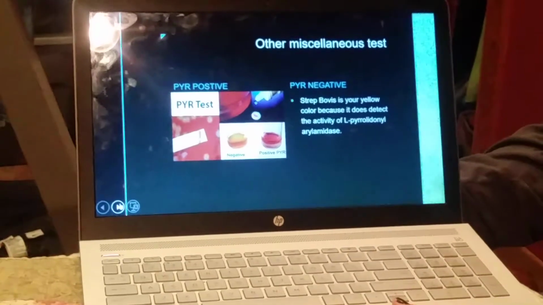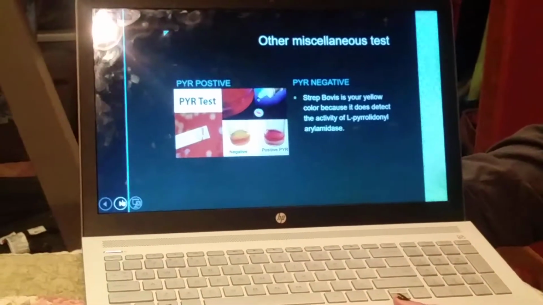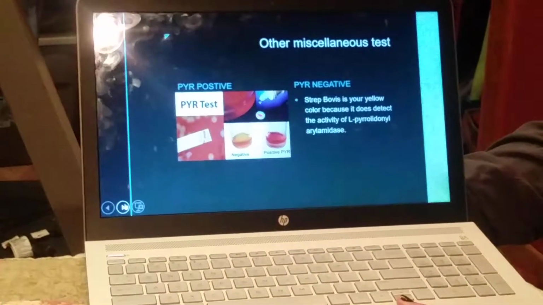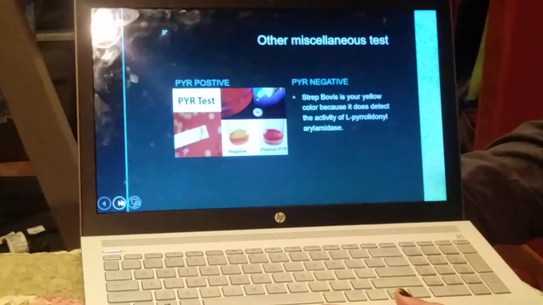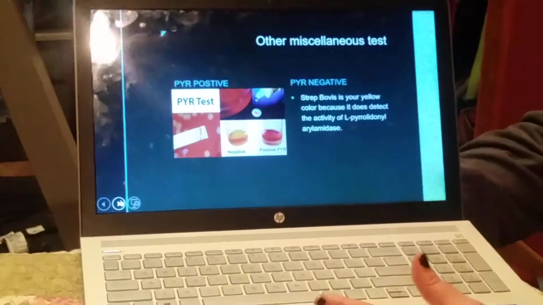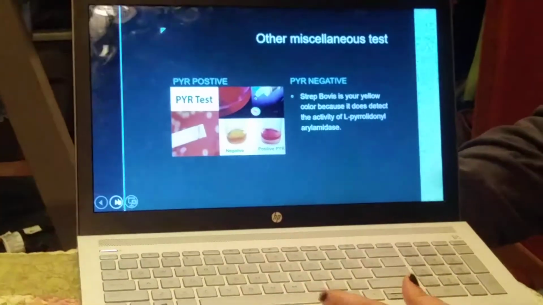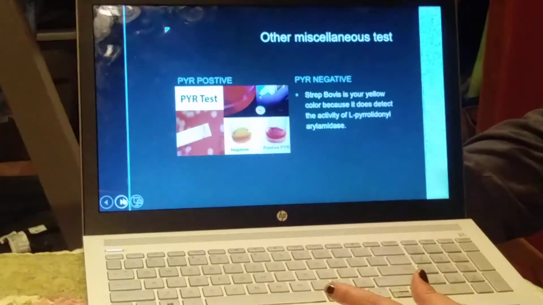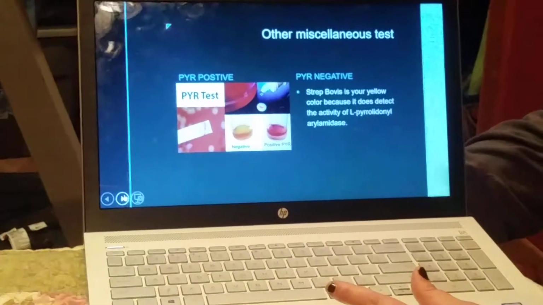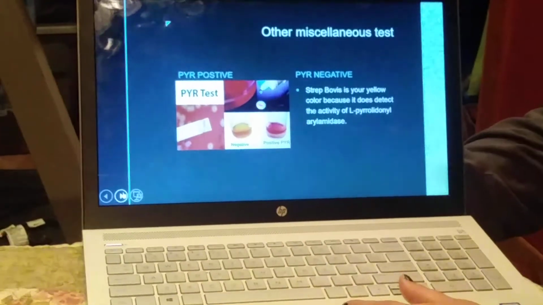And then the test that you would need to distinguish it from Strep bovis would be the PYR test. It would be positive for the Enterococcus, and if it was negative, it would have linked it to Strep bovis.